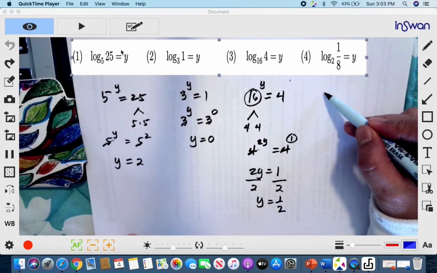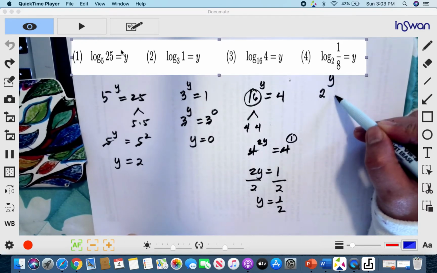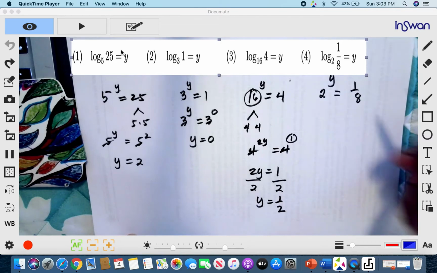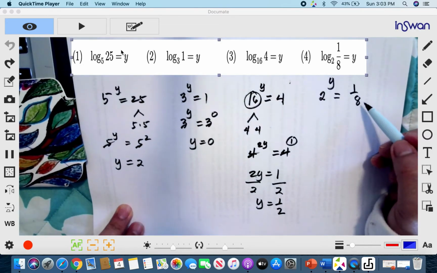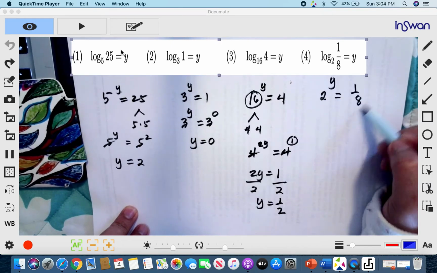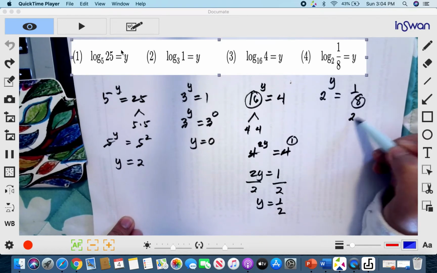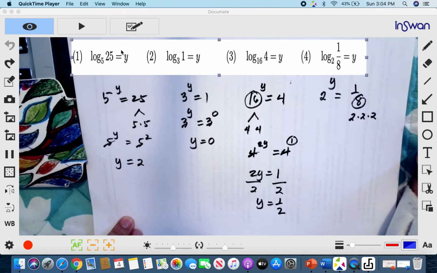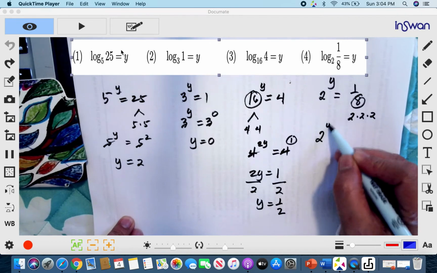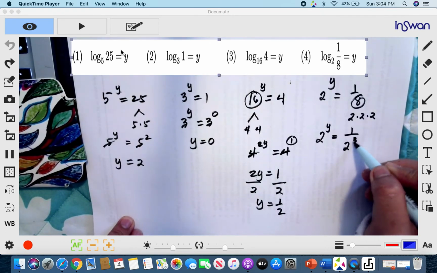To change this to an exponential form, that's 2 raised to y is equivalent to 1/8. Alright, now this is a fraction. You might be thinking, how do I express this in exponential form when it's a fraction? Now remember, 8 is 2 times 2 times 2. So this is the same as writing 1/2 raised to y is equal to 1/2 raised to 3.